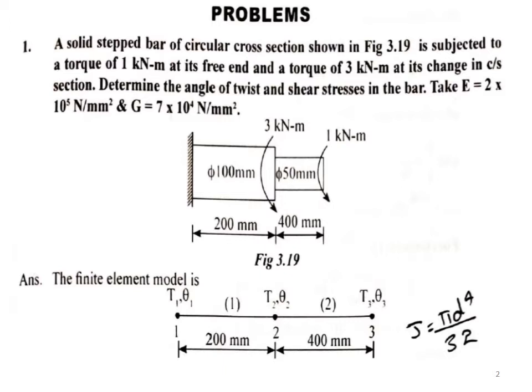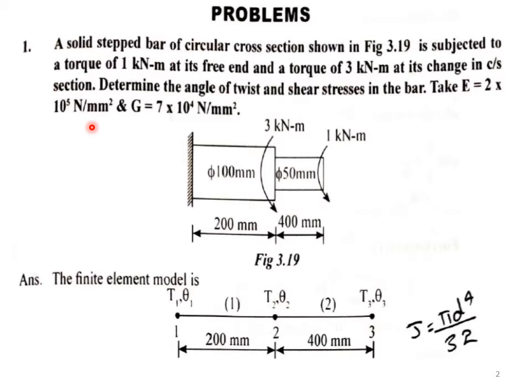We will start with the problems on torsion of circular shafts in this video. So the first problem: a solid stepped bar of circular cross section shown in figure is subjected to a torque of 1 kilonewton meter at its free end and a torque of 3 kilonewton meter at its change in cross section. Determine the angle of twist and shear stress in the bar.